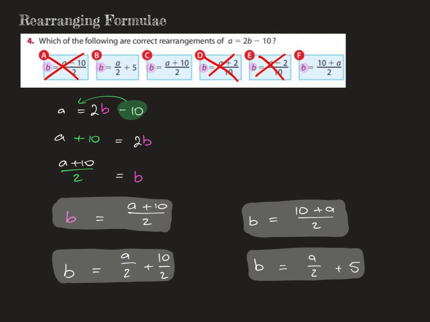So our answer, we'll just fill in the answer at the very end, and the answer is going to be B, C, and F. Because the question asks which of the following are correct arrangements. So B, C, and F are all correct.